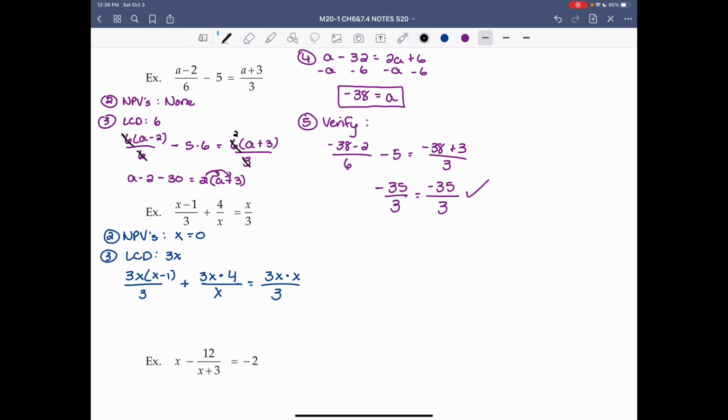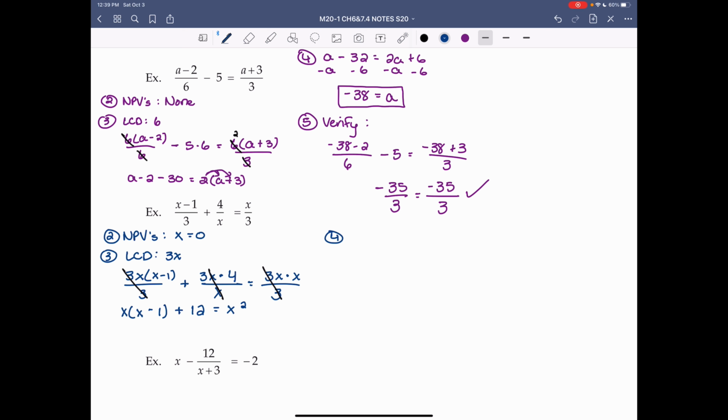In the first fraction, the 3's divide to 1. In the second fraction, the x's divide to 1. And in the third fraction, the 3's divide to 1. We are left with x times (x minus 1), plus 3 times 4 is 12, equals x times x, which is x squared. Step 4, simplify and solve the equation.